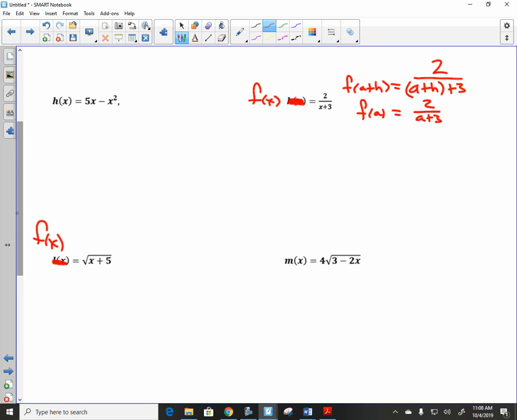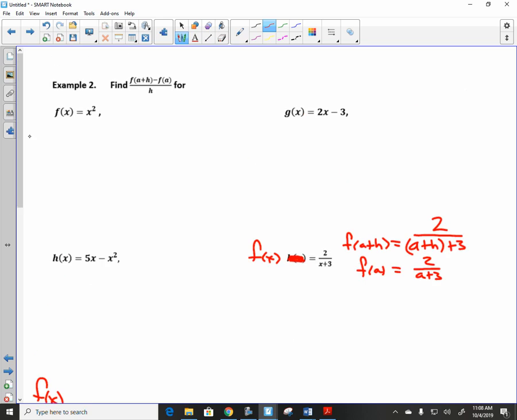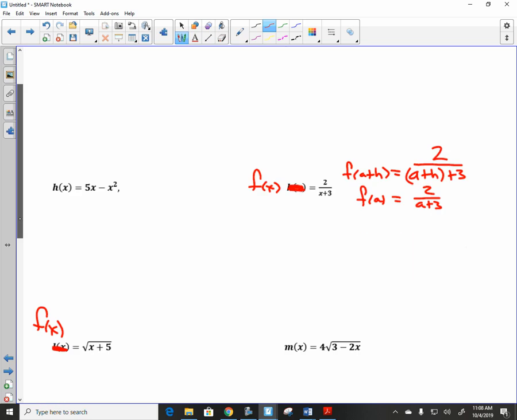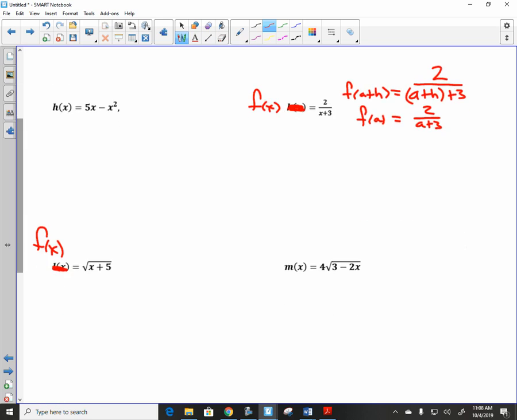So now what do I do with those now that I've identified what they are? What does the rule tell me to do? Subtract them and divide by h. So I'm going to take 2 over a plus h plus 3 minus 2 over a plus 3, all divided by h.